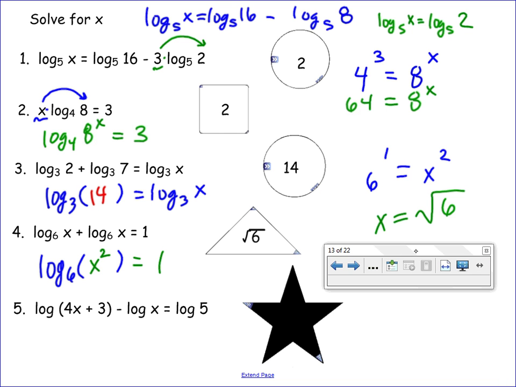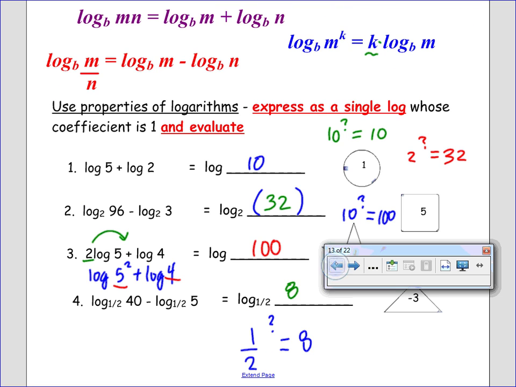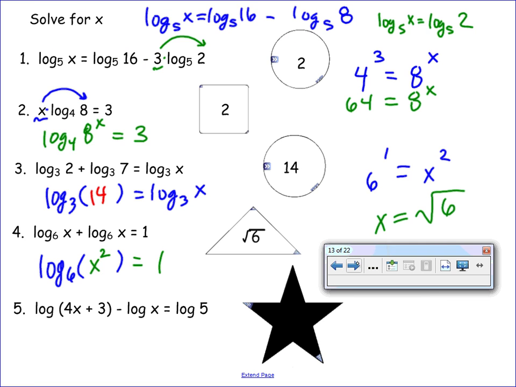All right, let's take a look at number 5. Again, we have no coefficients other than 1, so we're ready to condense. But this time, it's not a sum. This time, it's a difference of individual logs. So to rewrite that difference of individual logs as a single logarithm, I'm not going to use a product. I'm going to use a quotient in the log property. Let's go ahead and do that.